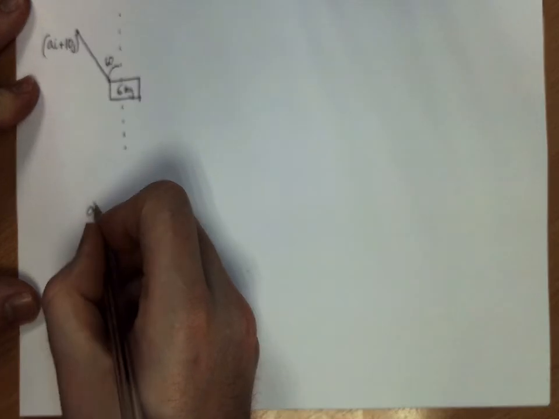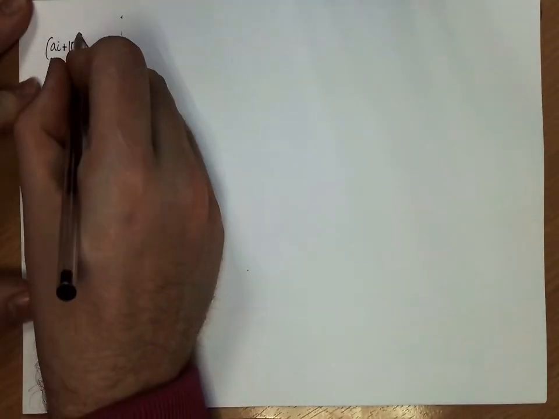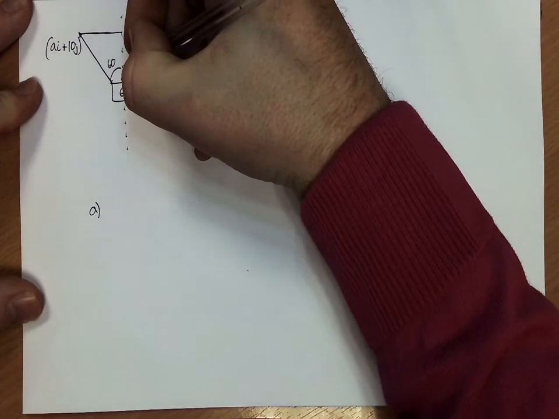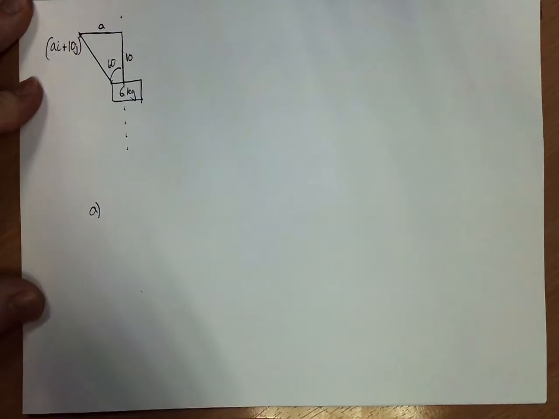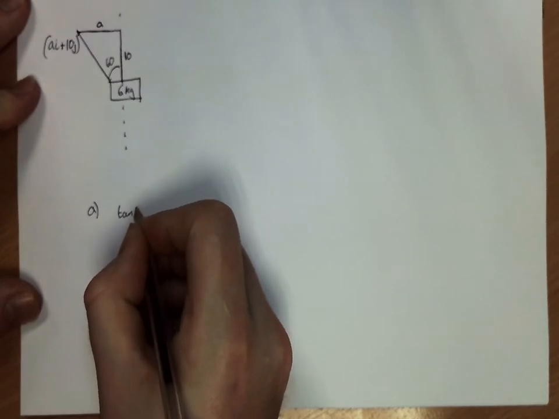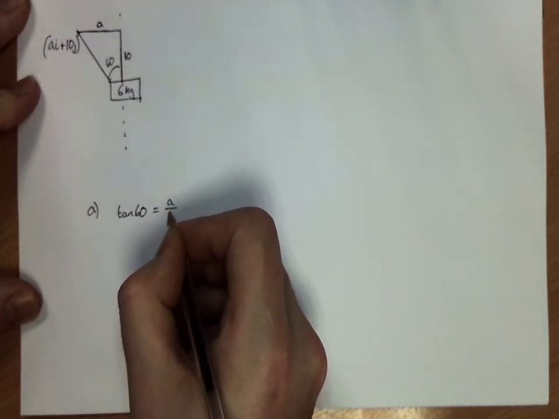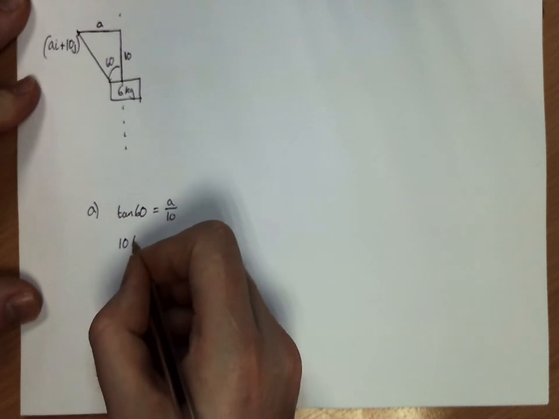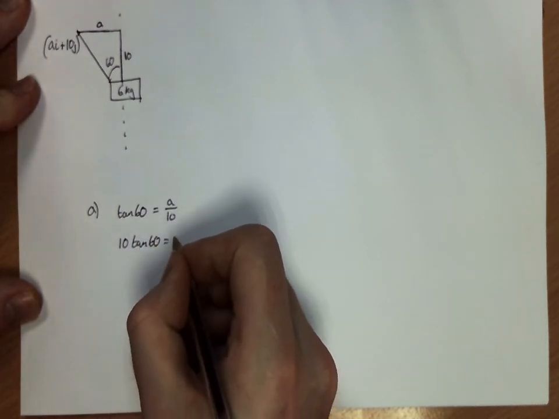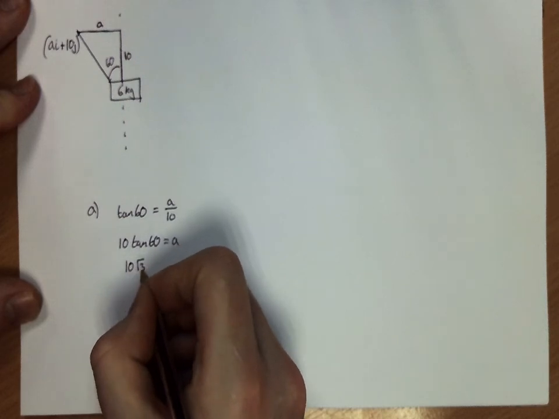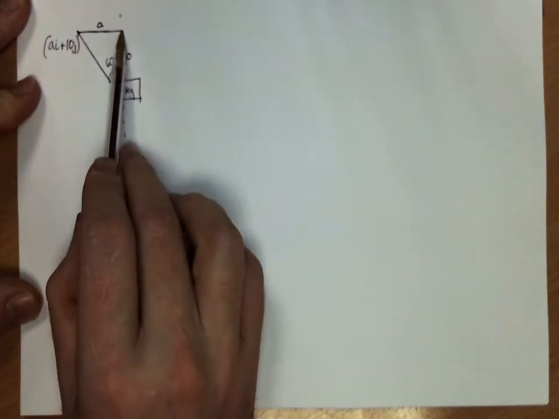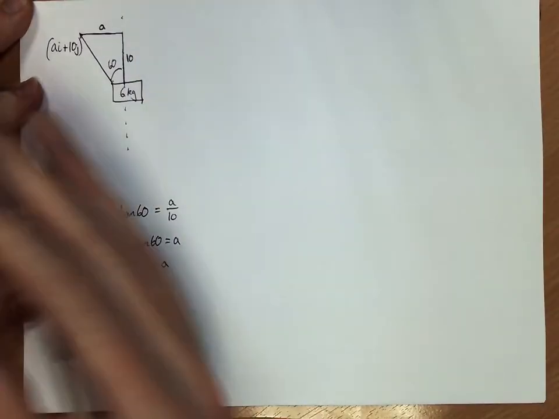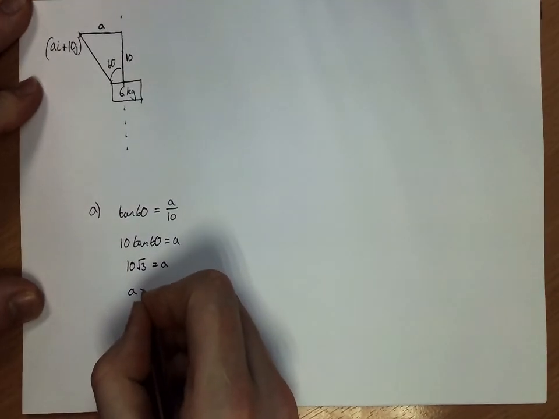So the first part of the question asks us to find variable a. So what I'm going to do is take advantage of the fact it's in the form of a vector and split it horizontally and vertically. So this side is a, this side is 10. What this means is I can use the fact that tan 60 equals a over 10, rearranging 10 tan 60 equals a, and 10 root 3 equals a. I need to be careful because I've assumed a is a length. a is not a length, a actually has a direction as well, so it's going to the left, so a is in fact minus 10 root 3.